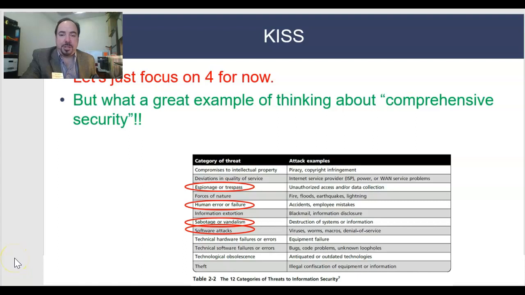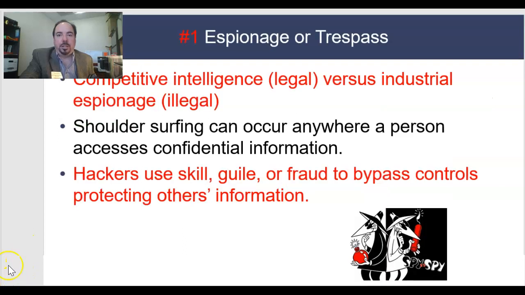In the spirit of keeping things simple, even though all category schemes are artificial, it's good to have them so you can ensure comprehensive security. It's a checklist of things: am I thinking about this and that, and making sure you have controls in place for all the categories, just to make sure you're not forgetting something.